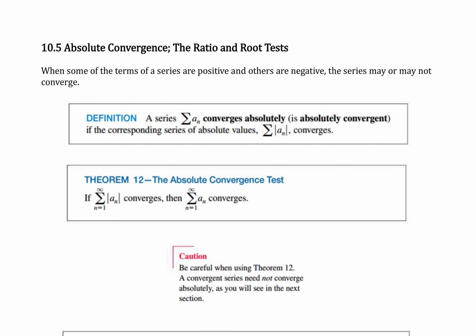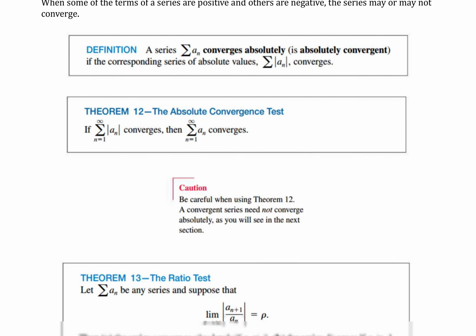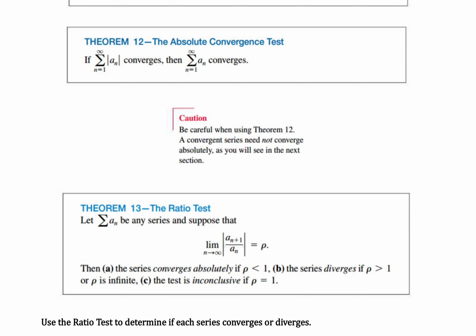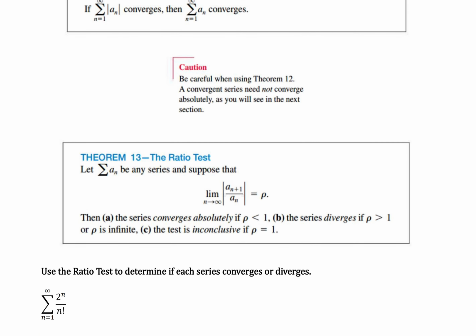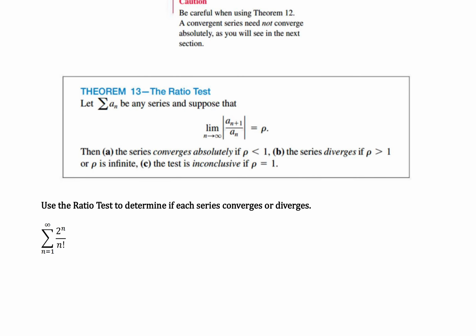And if the series of absolute values converges, then we can say that the underlying series also converges. Now, not all convergent series will converge absolutely, so you do need to be careful of that, but all series that converge absolutely will also converge. So the first test that we have here to see if a series converges absolutely is called the ratio test.